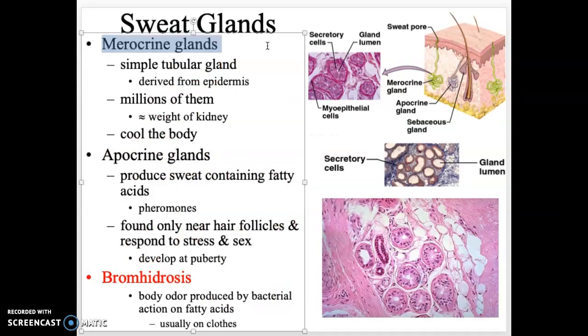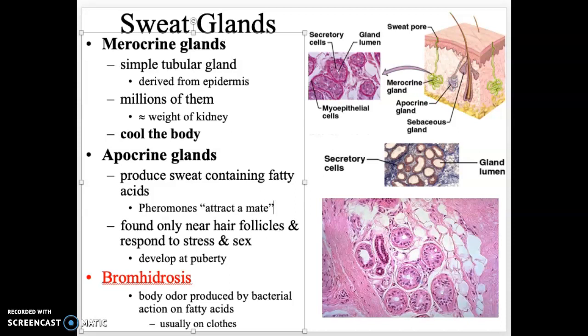So merocrine glands are the ones throughout the whole body. There are millions of them. Their goal is to cool your body down. Apocrine sweat glands produce sweat that contains fatty acids, and this is our pheromones. These apocrine glands will be by the hair follicles, and these will respond to stress and sex. The pheromones that they secrete are to, quote, attract a mate, which is crazy to me. That seems science fiction-like.